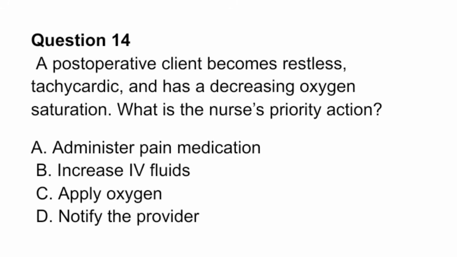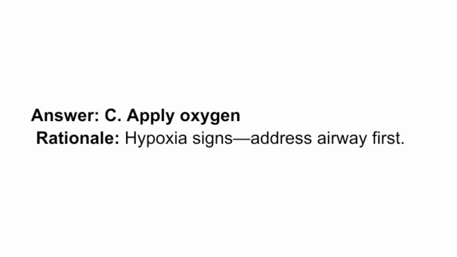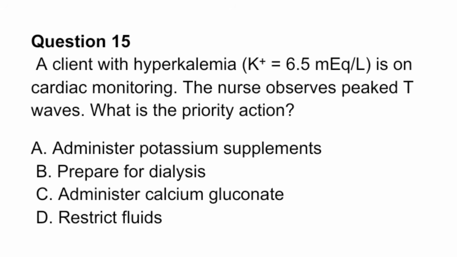Question 14. A postoperative client becomes restless, tachycardic, and has a decreasing oxygen saturation. What is the nurse's priority action? A. Administer pain medication. B. Increase IV fluids. C. Apply oxygen. D. Notify the provider. Answer: C. Apply oxygen. Rationale: hypoxia signs. Address airway first.